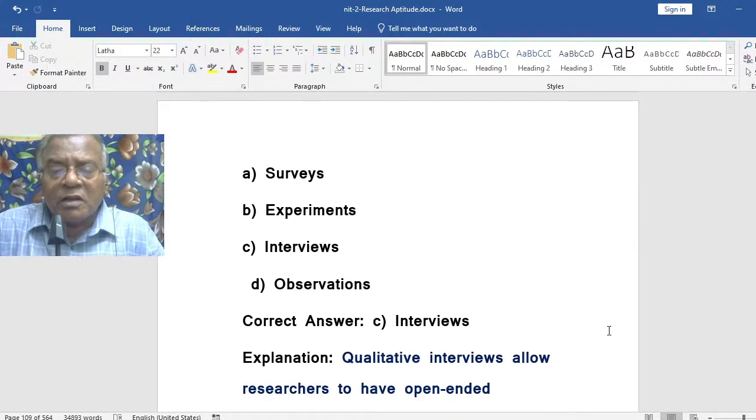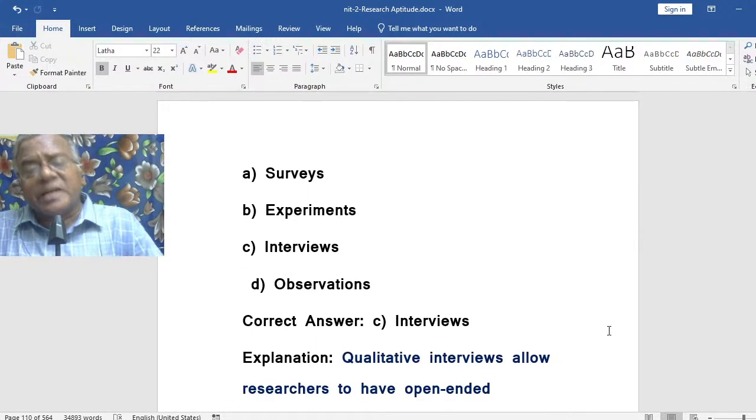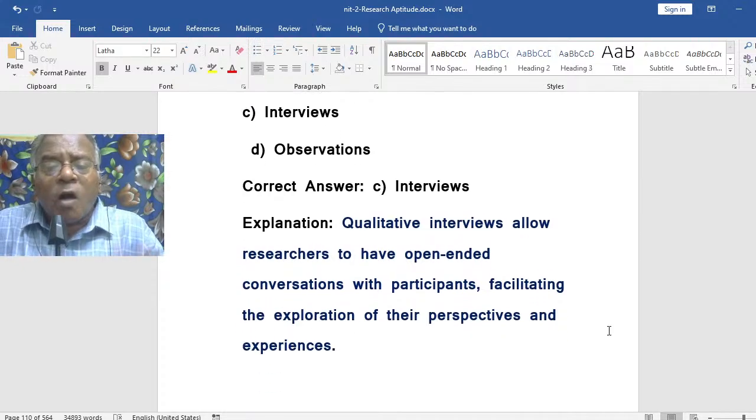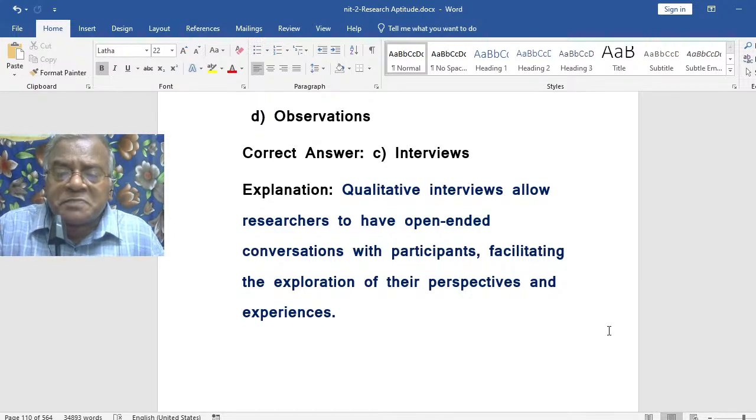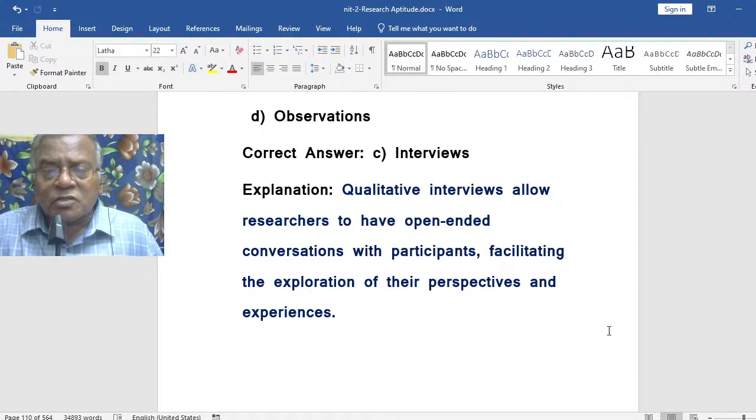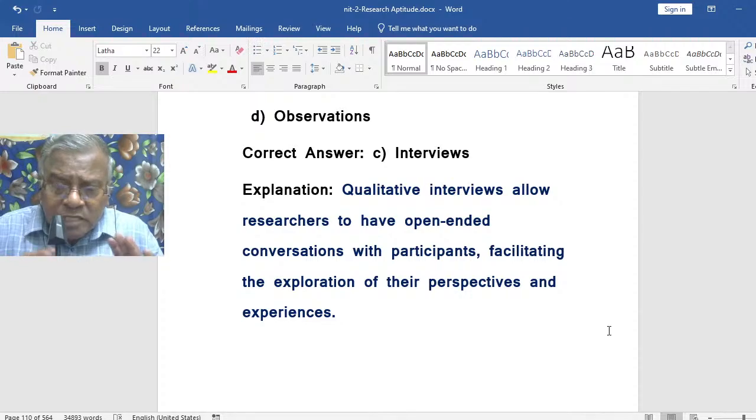Just see all the 4 alternatives. That is interviews. Already we have explained to you. Qualitative interviews allow researchers to have open-ended conversations with participants, facilitating the exploration of their perspectives and experiences. This facilitates the exploration of their perspectives and experiences.